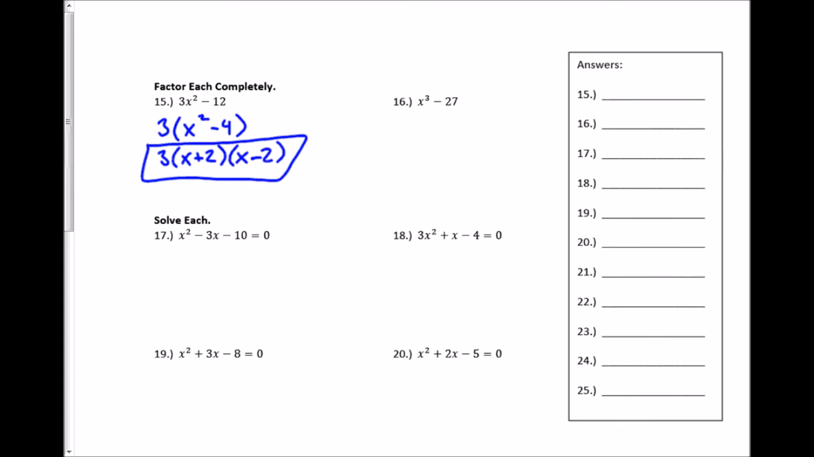For number 16, x cubed minus 27 is one of our special cases. That's a difference of cubes. Remember, this is one of our SOAP problems. So I factor this into a binomial and a trinomial. I fill in the signs, and that's where SOAP comes in. Same, opposite, always a plus. Okay? So this sign is the same, minus sign, the opposite, and this one's always a plus. So I fill in my signs.